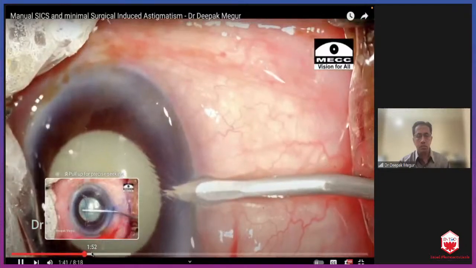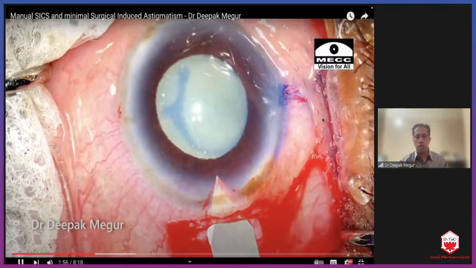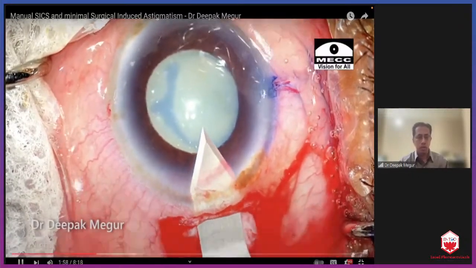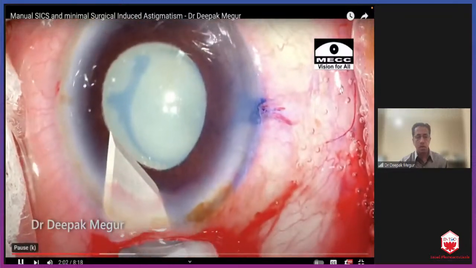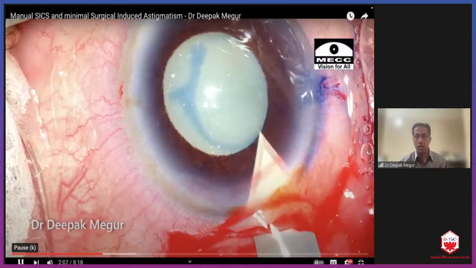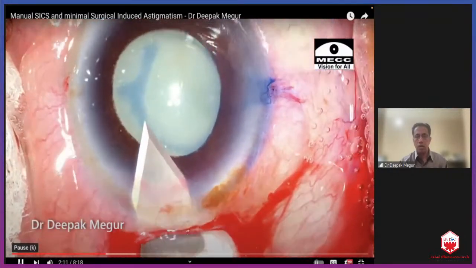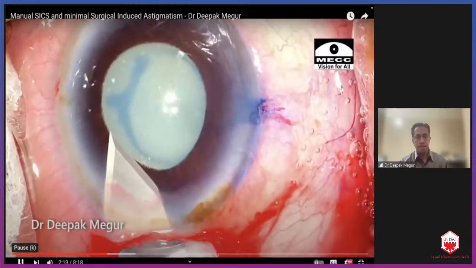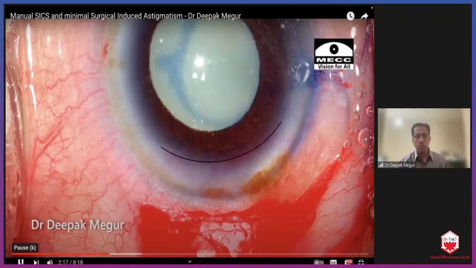I'm creating two side ports. A 2.8 millimeter bevel-up sharp keratome is used to enter, and then the inner lip is enlarged. And please note that the cutting is done only as I enter, not while coming out. The cutting is done only when going in. As the extension is being done, please also note that the cutting edge is tilted up. This ensures that the inner lip always runs parallel to the limbus.